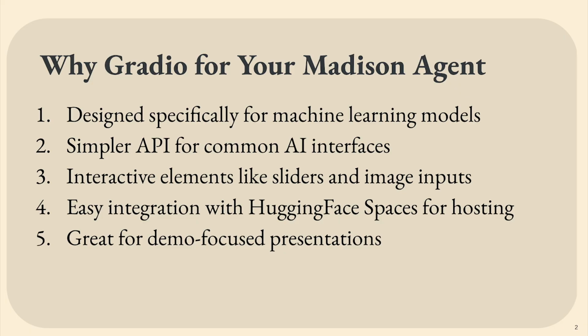While Streamlit is an excellent option, Gradio has some unique advantages for AI applications. It has a very simple API for common AI interfaces and it is specifically designed for AI and ML models. It also has very easy integration with HuggingFace Spaces for easy deployment and hosting.